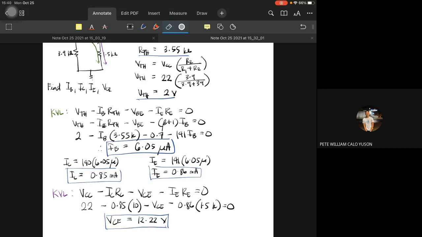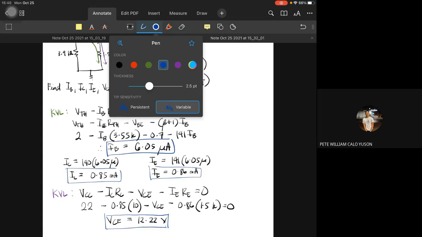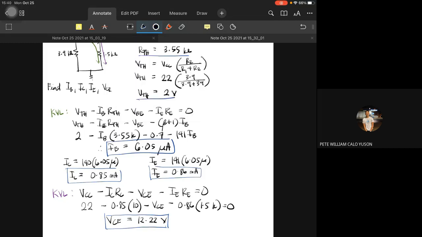Na-overlook lang ko. Ang pag-compute na is na siya RE. Plus RE, 1.5, 1.5K.